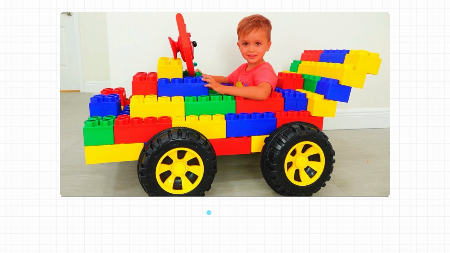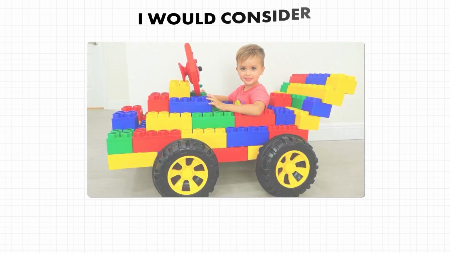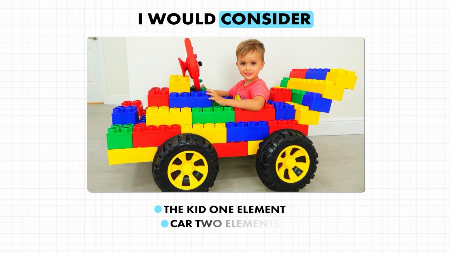You have element number 1 is the kid. Element number 2 is the Lego car. And then element number 3 could be the background, but I wouldn't really consider that an element to the thumbnail because it's just white. So I would consider the kid 1 element and the car 2 elements.